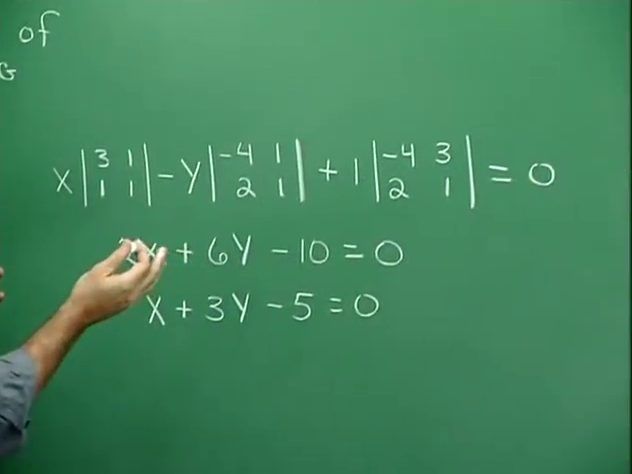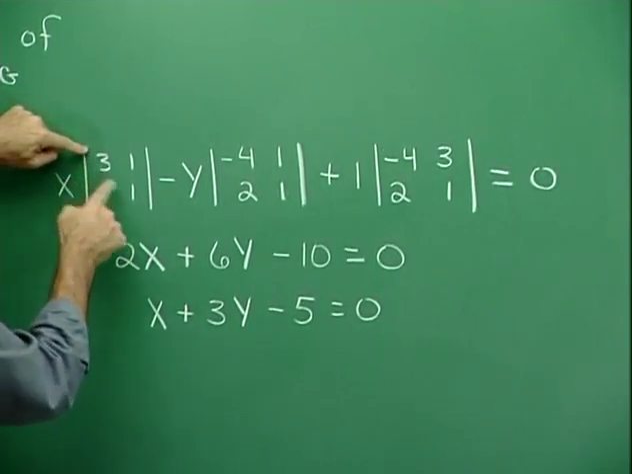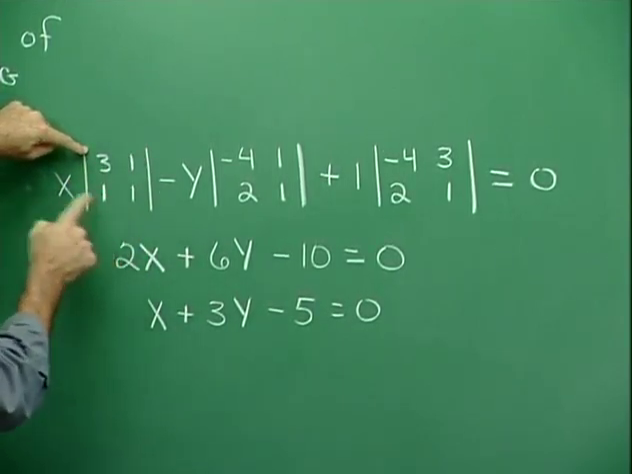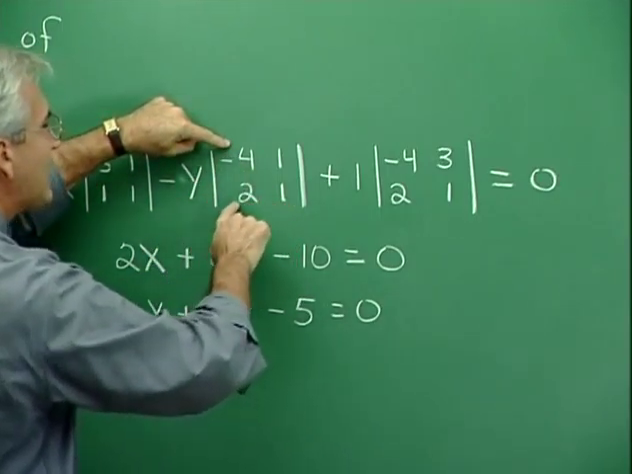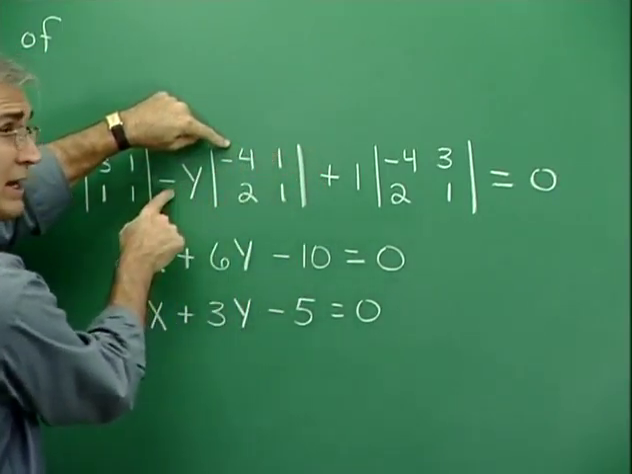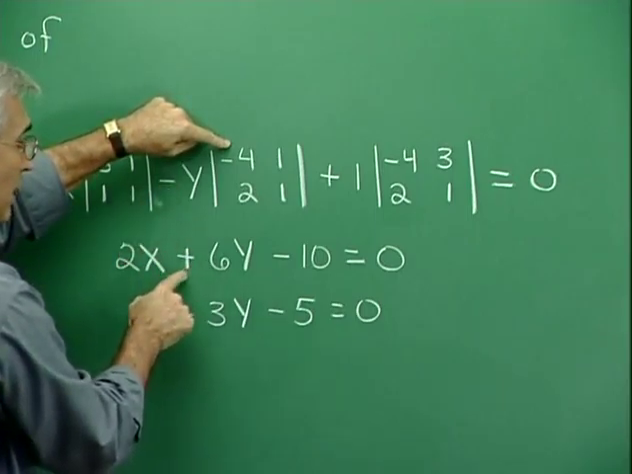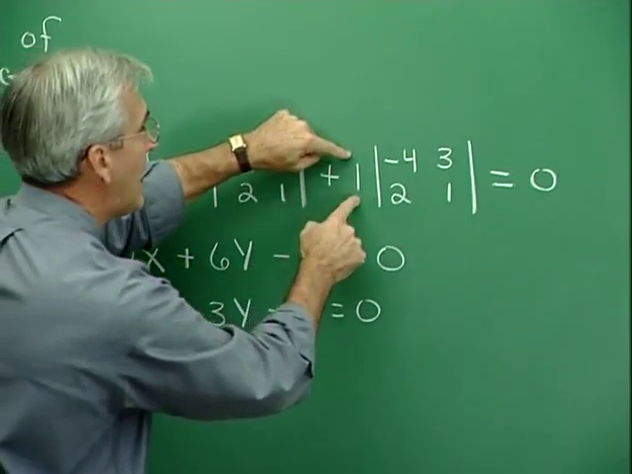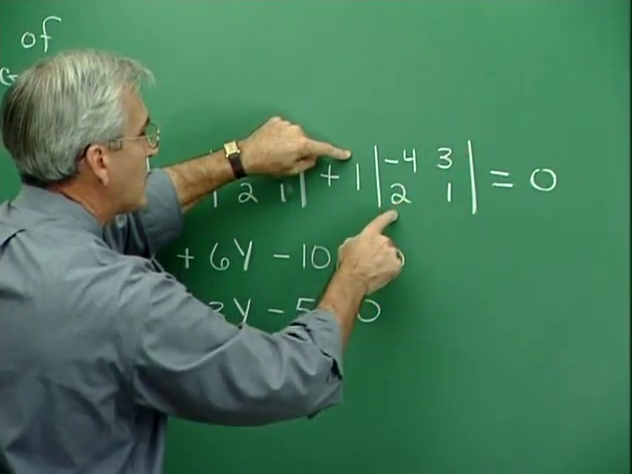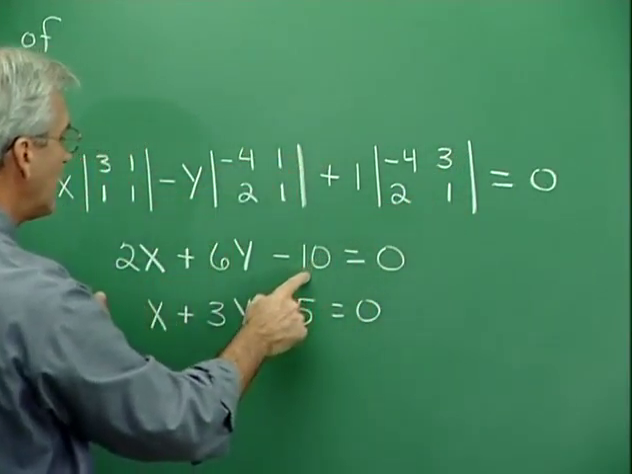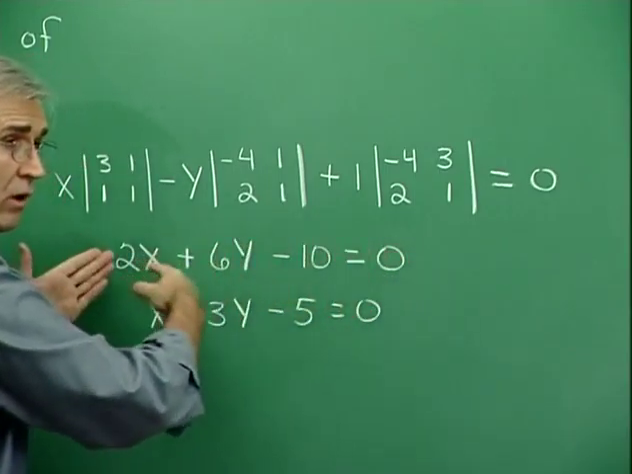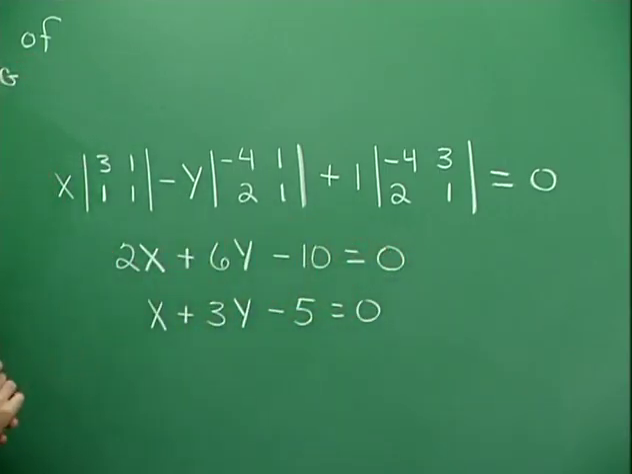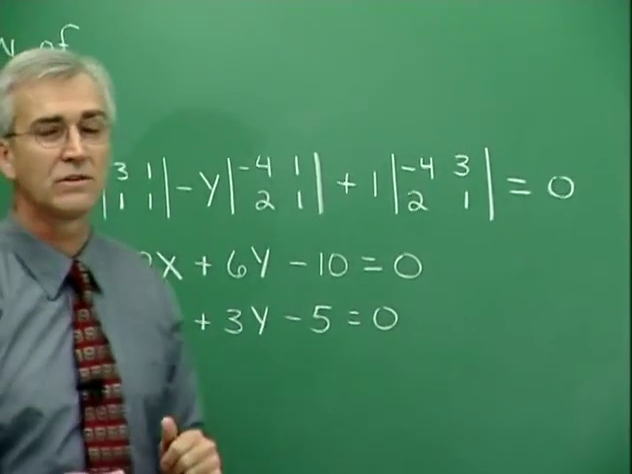And then we just go through the little evaluation process. This is 3 minus 1, which is 2 times x, 2x. And then here we have negative 4 minus 2, that's negative 6. But this minus sign makes this plus 6y. And then here we have negative 4 minus 6, that's negative 10. Now I'm noticing here that all of these are even, and therefore I'll divide by 2 to simplify things a little bit. And now we have the equation of the line containing those 2 given points.